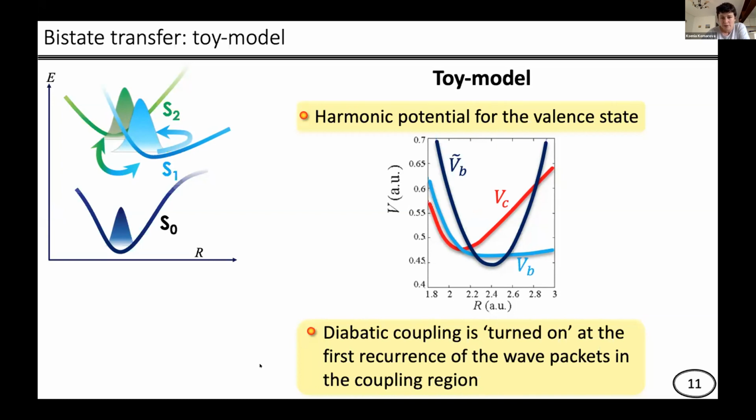And another step is that we don't want to study this almost trivial single-state transfer where there is no effect of mass. We want to study the effect of mass and the B state transfer. So we turn on the diabatic coupling only when this first recurrence is happening. So when the wave packet goes first to the outer turning point and then comes back, here we turn on the diabatic coupling.